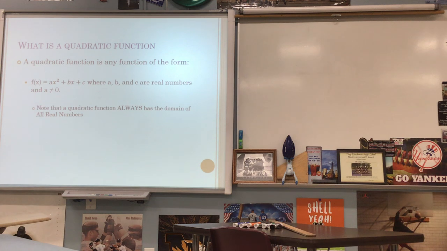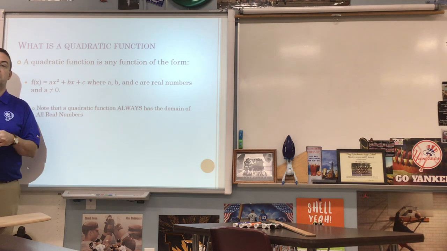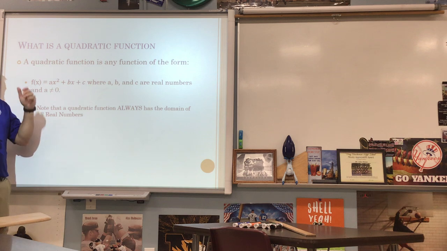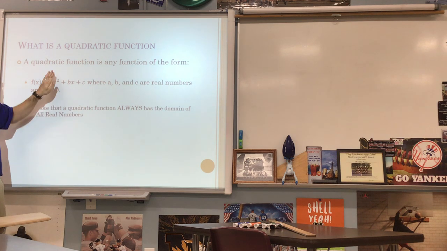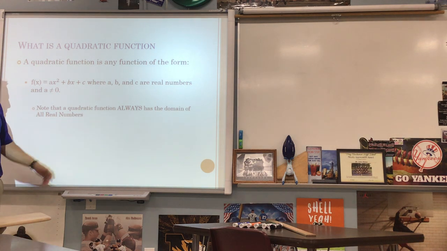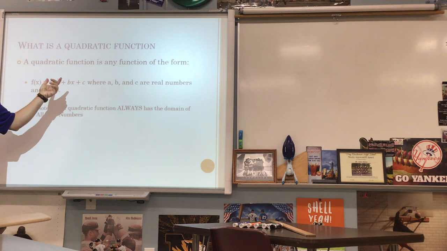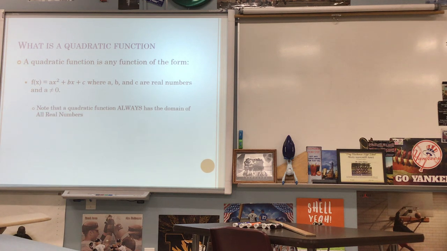The technical definition of a quadratic is any function of the form ax squared plus bx plus c, where a, b, and c are real numbers, and a cannot be zero. Because if a is zero, that's gone, and you have a line. So you gotta have that in there. Obviously, you know the quadratic formula. That's where that whole thing starts from.